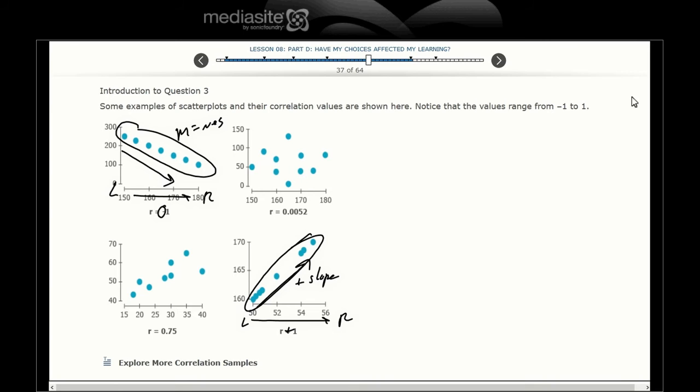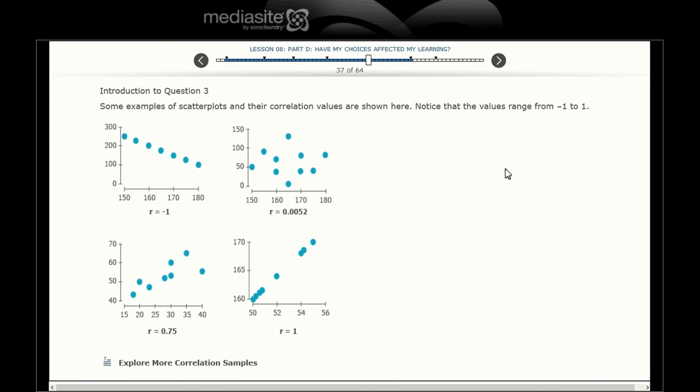Like I said, the closer we approach a straight line with a slope, the closer we get to 1, and the more of a football we have, the closer we are to 0. We look for straight lines, or a lot of us try to say a hot dog. If we can kind of make out a hot dog in the pattern, we tend to have a pretty good correlation. Notice it goes from -1 to 1.